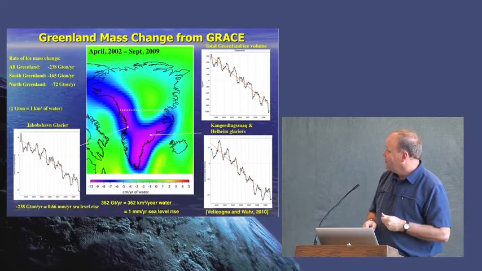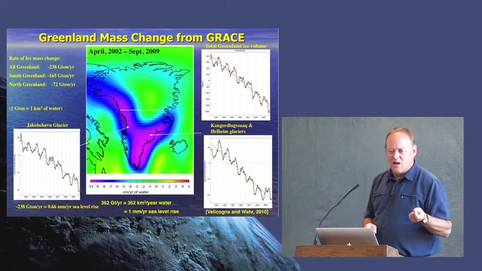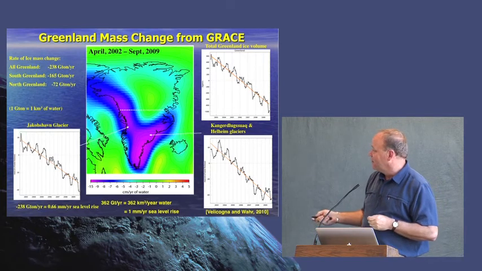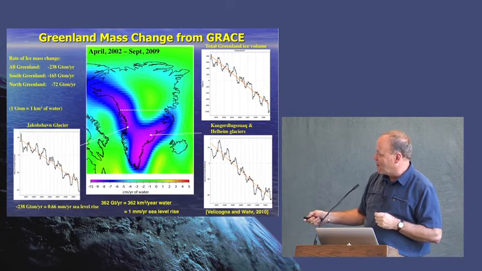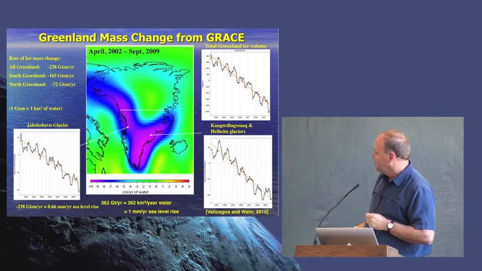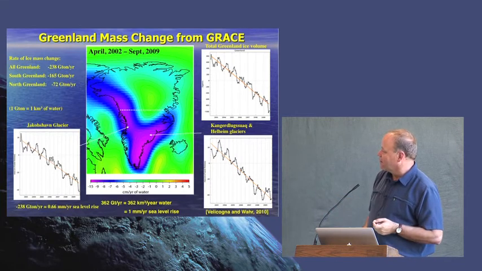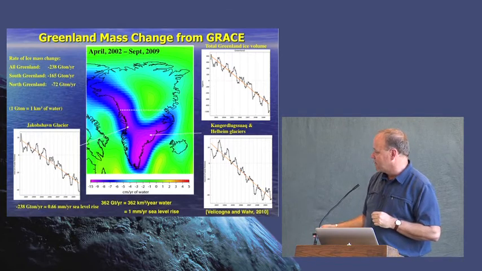This is showing mass changes over about the last 7 or 8 years. The satellite was launched in 2002, so I don't have a lot of data, but we're seeing a lot of ice mass loss along the coast of Greenland here. Here's the ice mass loss at Jakobshavn, which I just showed you in the movie. Here's all of Greenland averaged together. And wherever you look, there's ice being lost, and it's equivalent to about 0.6 millimeters per year of sea level rise right now.